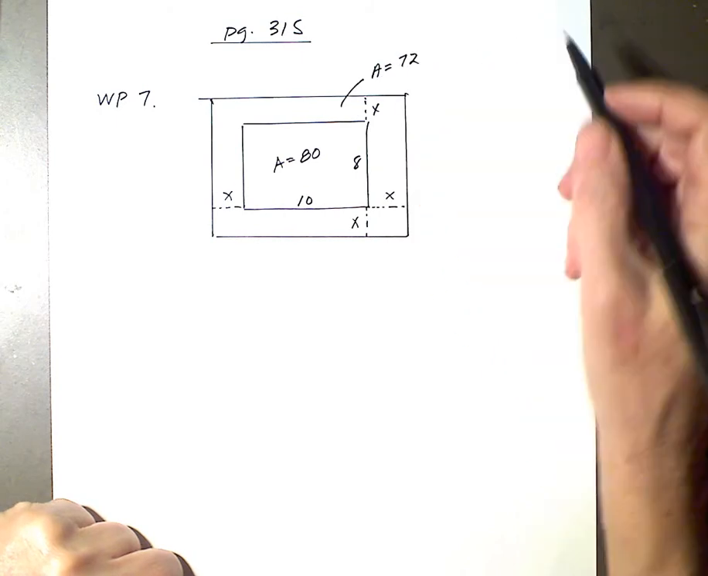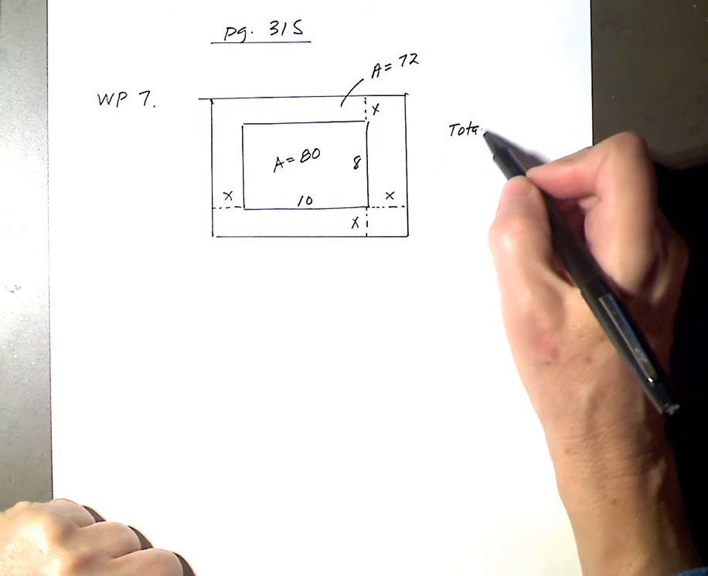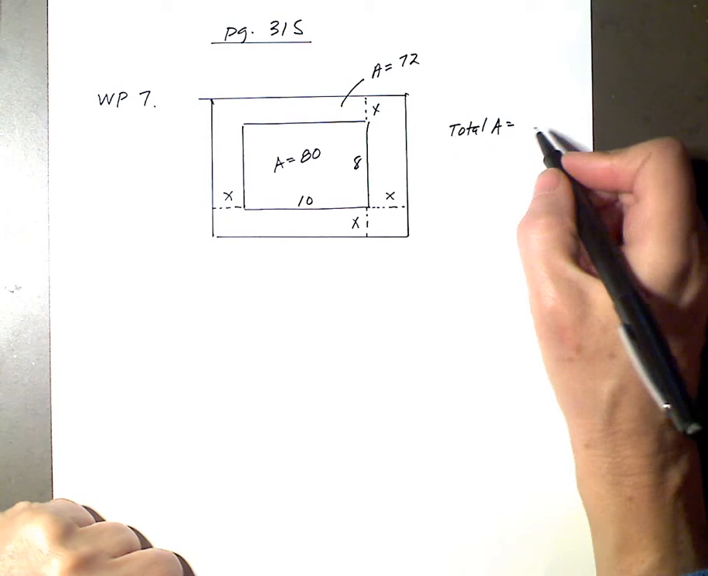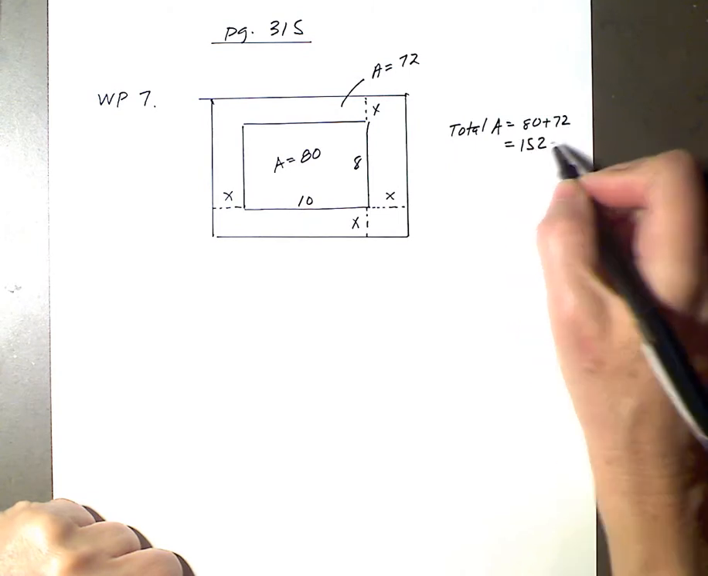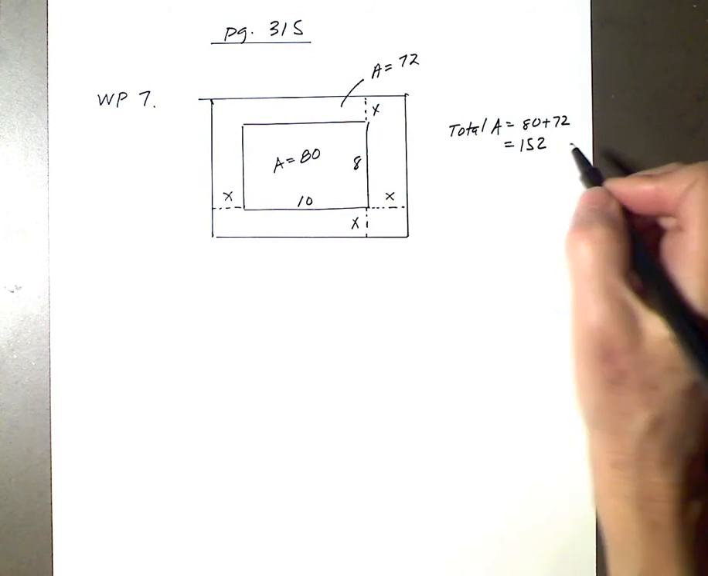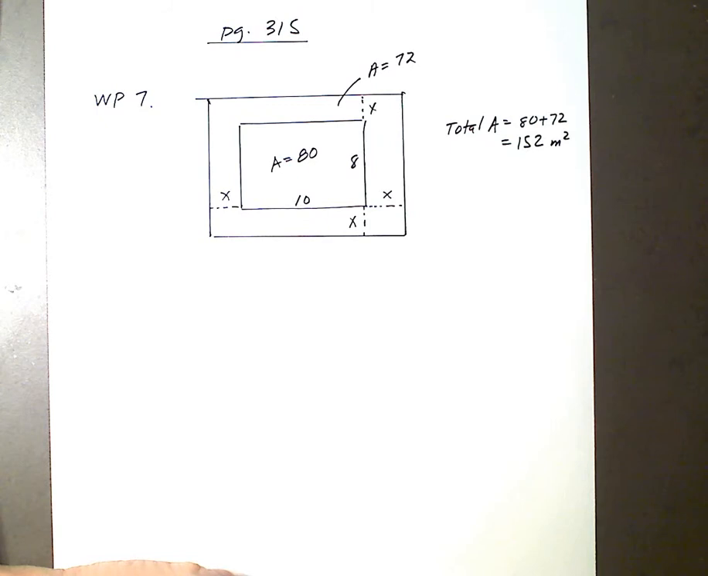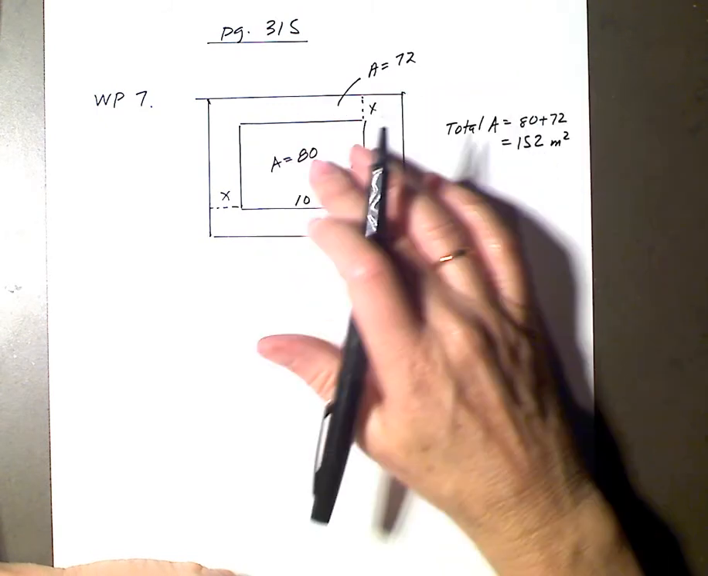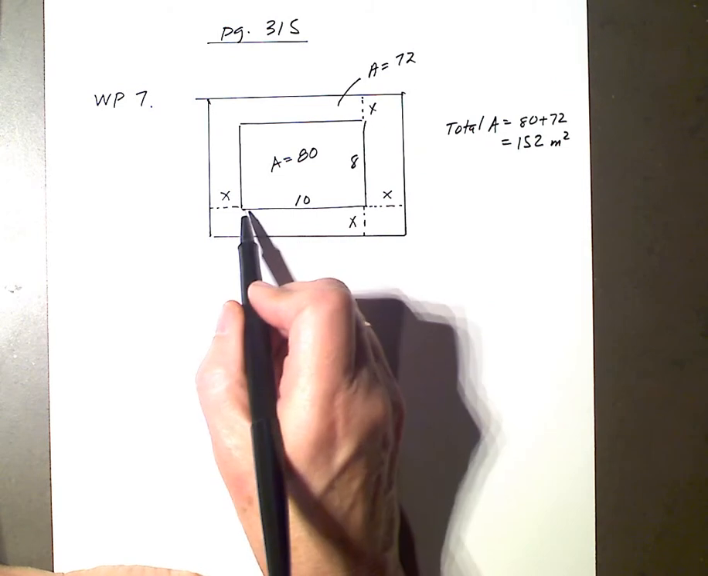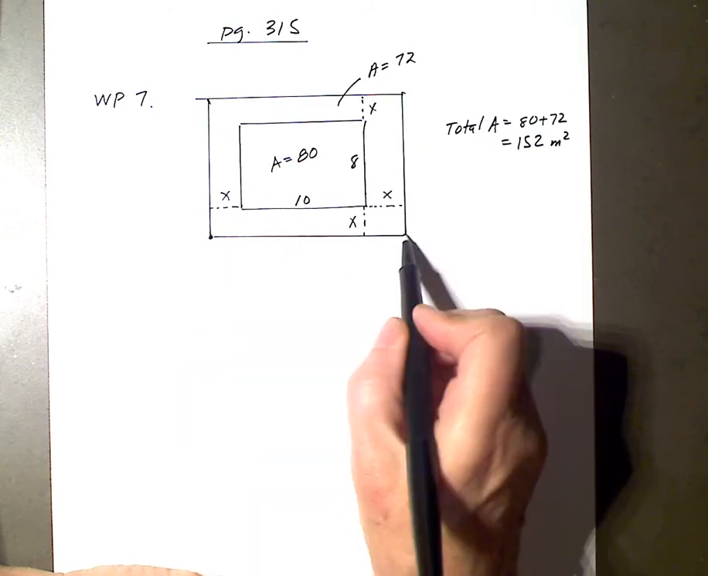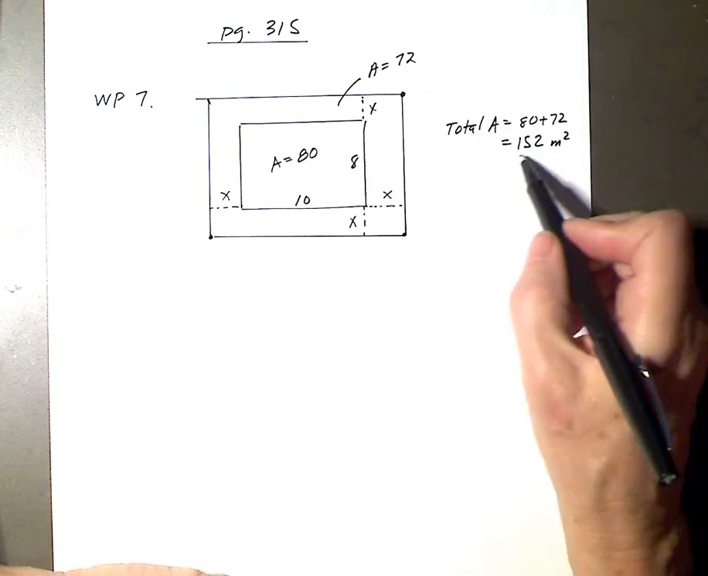So altogether, the total area is 80 plus 72, or 152 square meters. So anyway, what we have to do is be able to say, can we express the area of both of these things using the outside dimensions? So I have a look and I say, well, if I know the length from here to here, and I multiply it by the width from here to here, that should give me the total area of 152.